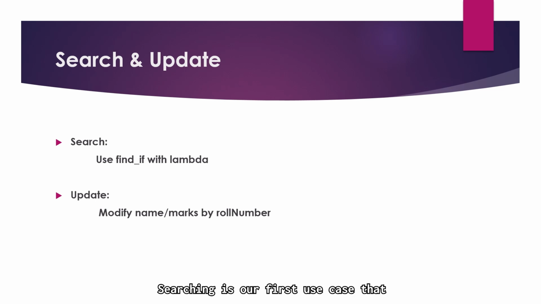Searching is our first use case that involves decision-making logic. You will iterate through the vector looking for a student whose roll number matches the input. The ideal way to do this is with std::find_if and a lambda function. Once a student is found, we can prompt the user to input new details, maybe a new name or updated marks, and assign them to the appropriate fields. This teaches us how to manipulate existing vector elements and reinforces concepts like conditional logic and lambda usage.